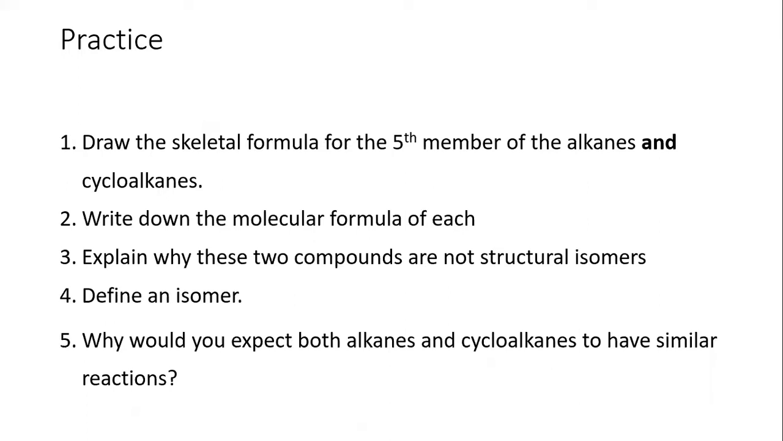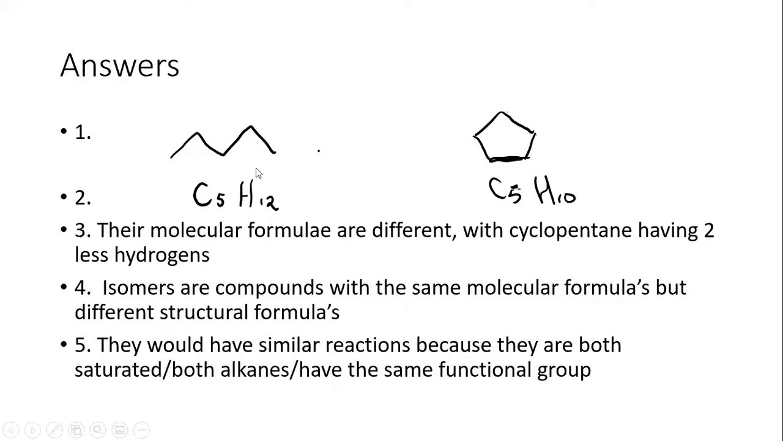So draw the skeletal formula for the fifth member of the alkanes and the cycloalkanes. Okay, so the skeletal formula should look like this. For the fifth member of the alkanes, it's 5 carbons. This is a skeletal formula, so we don't need to show the hydrogens. So each point is a carbon. So we've got 5 carbons. And in a ring structure, 5 carbons in a ring, we get a pentagon. The molecular formulas of each one, you will see, are slightly different. The alkane is C5H12, but the cycloalkane is C5H10, missing 2 hydrogens where the ring joins up.